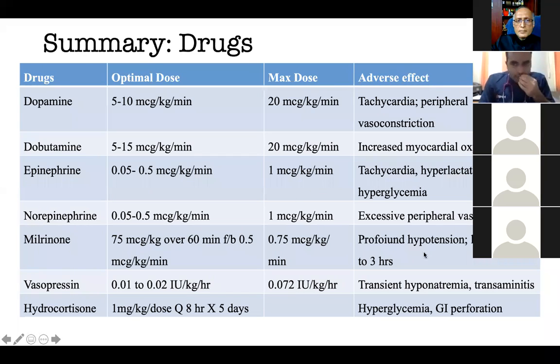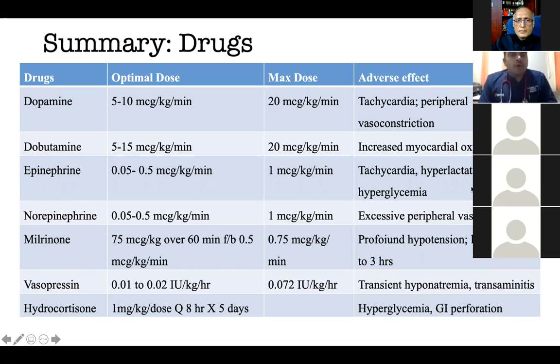So Dr. Mujib Rahman, epinephrine, what is the predominant mechanism of action? So when do you start epinephrine? Dr. Mujib Rahman, are you there? Okay, Dr. Afram?